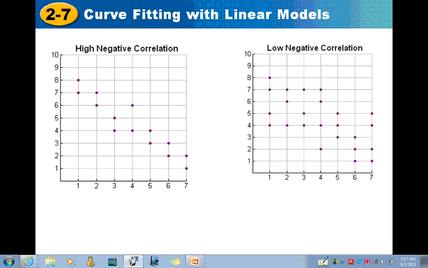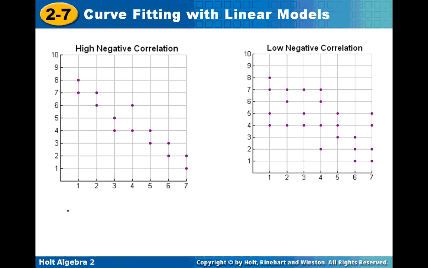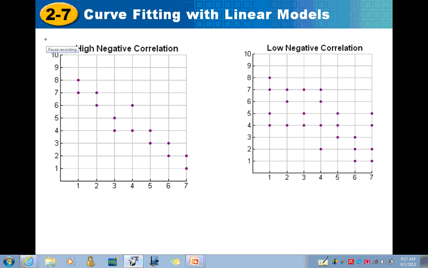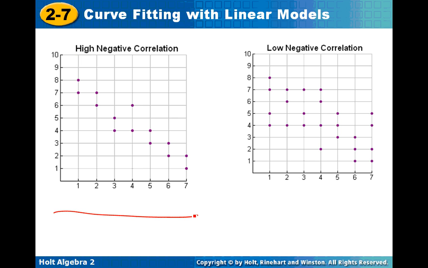Now we're going to look at negative correlation. In a negative correlation, all of your points tend to be trending down. That means that as your domain value gets larger, as you go bigger this way, your range values get smaller.